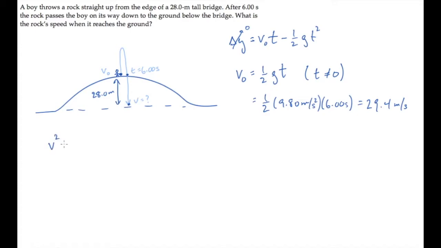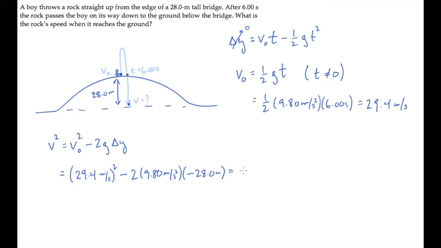That equation is here. And we can substitute all the known values. The initial velocity is the number we just calculated, minus 2g times delta y, the change in height from the beginning to the ending of the motion. That's minus 28 meters because the rock was moving down.